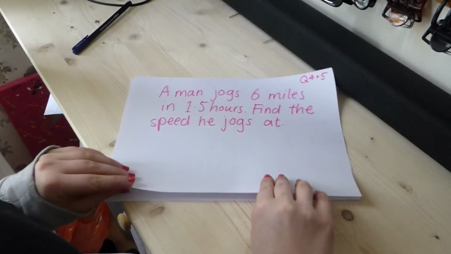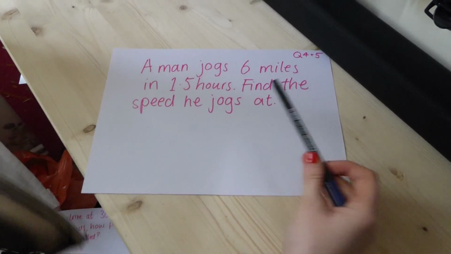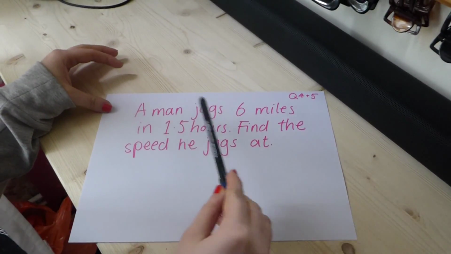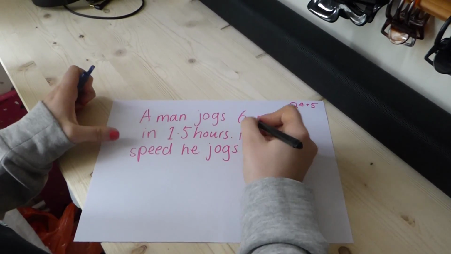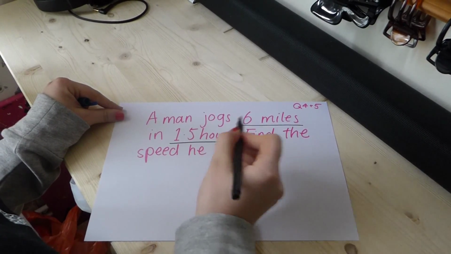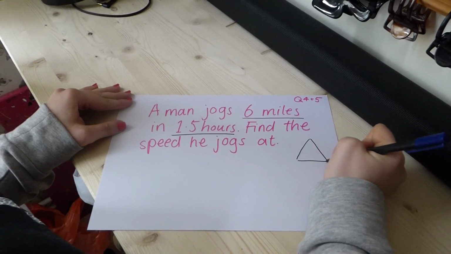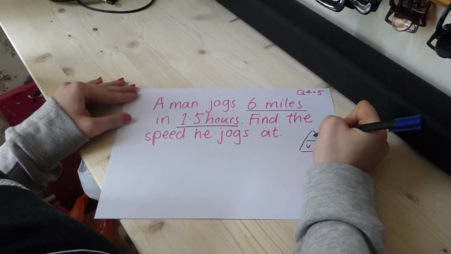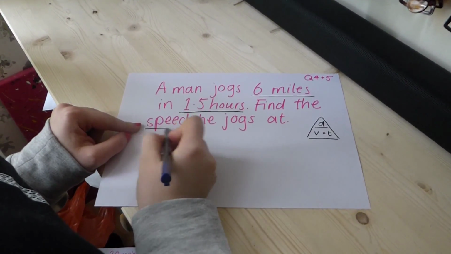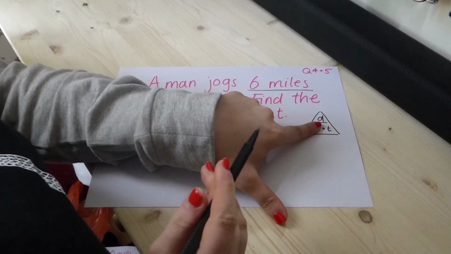And this is the first question. This question will help you to answer question 4 and 5 on your sheet. It's very similar. A man jogs 6 miles, so I'm going to underline that because it seems important, 6 miles in 1.5 hours. Find the speed he jogs at. So I'm going to draw my triangle, and I know that it's speed here, distance up here, and time here. Now it's asking me to find the speed, so I'm going to cover up speed in my triangle, and it's telling me to do distance divided by time.